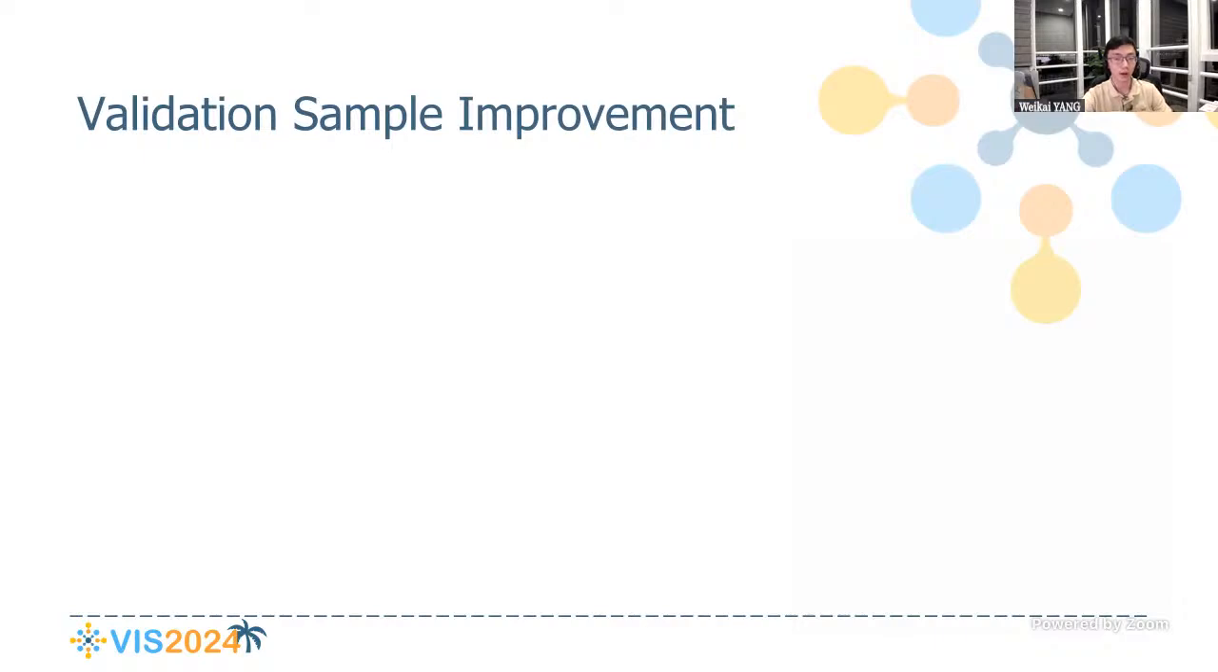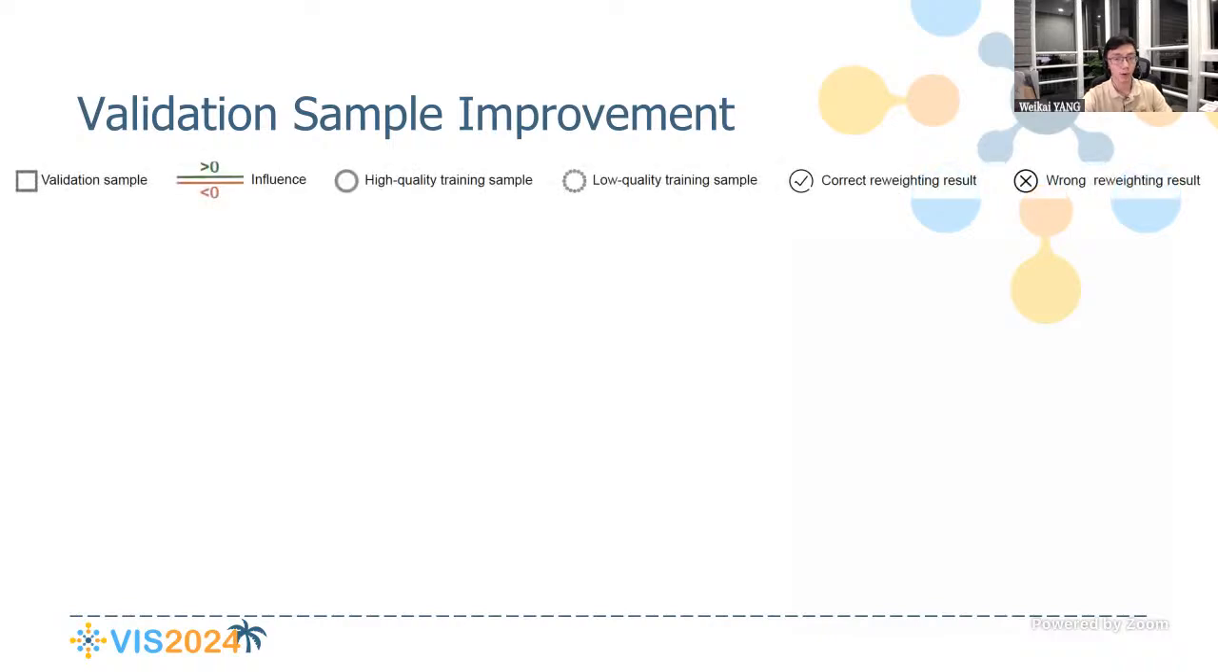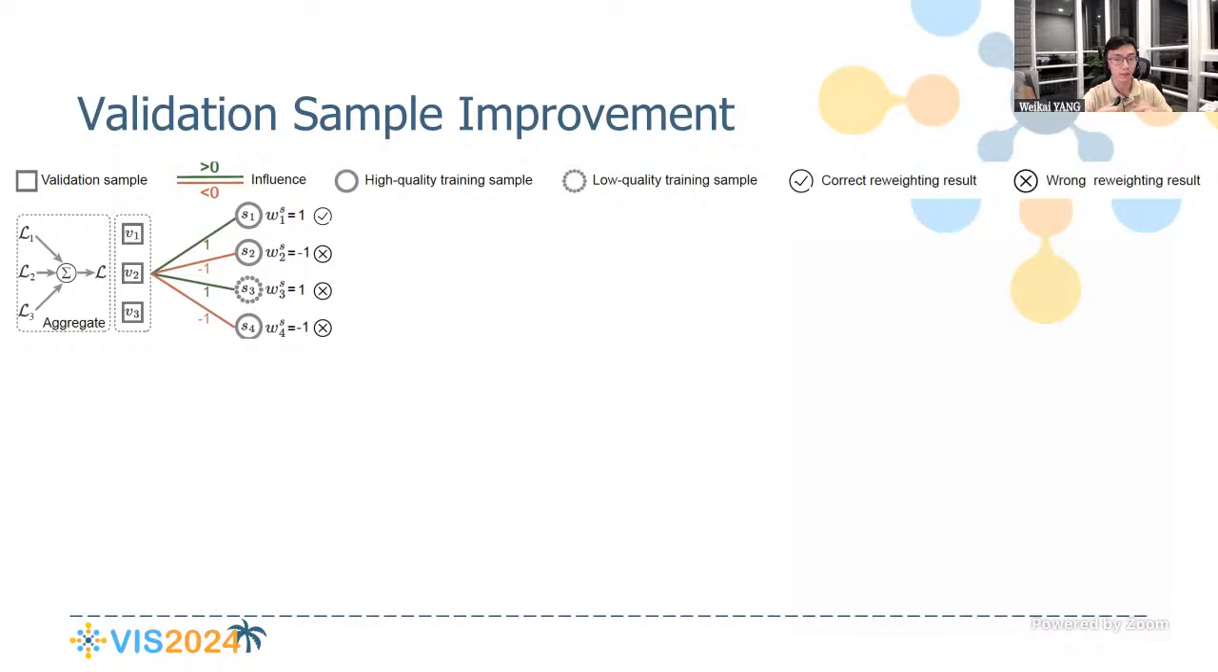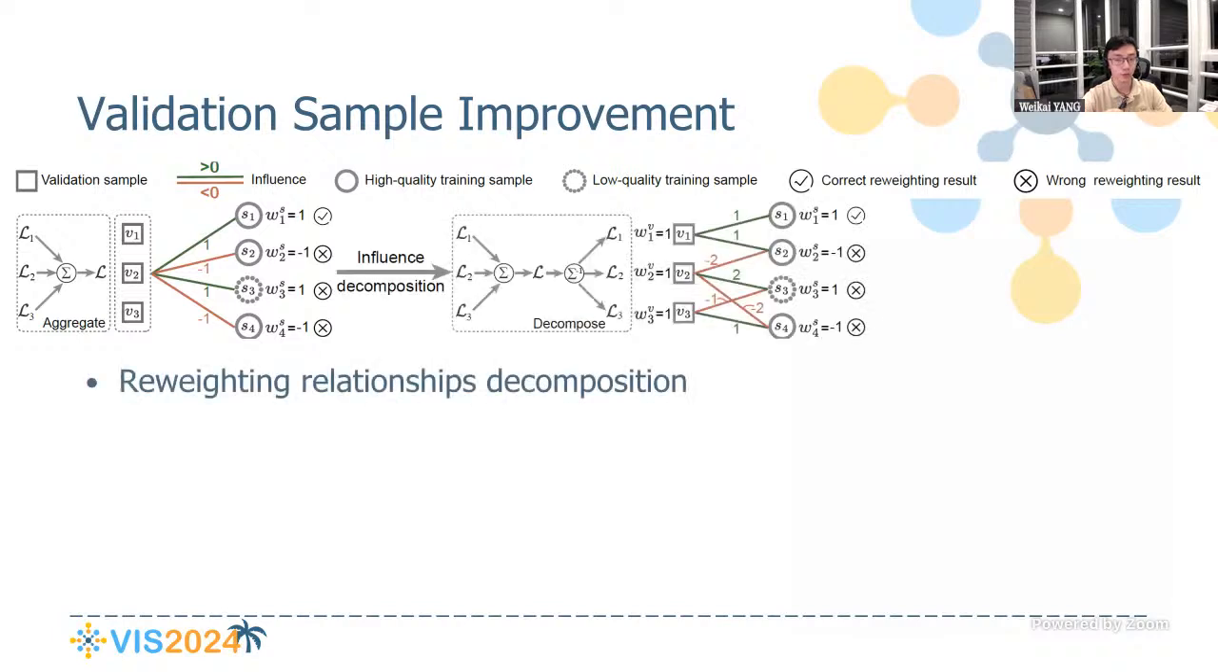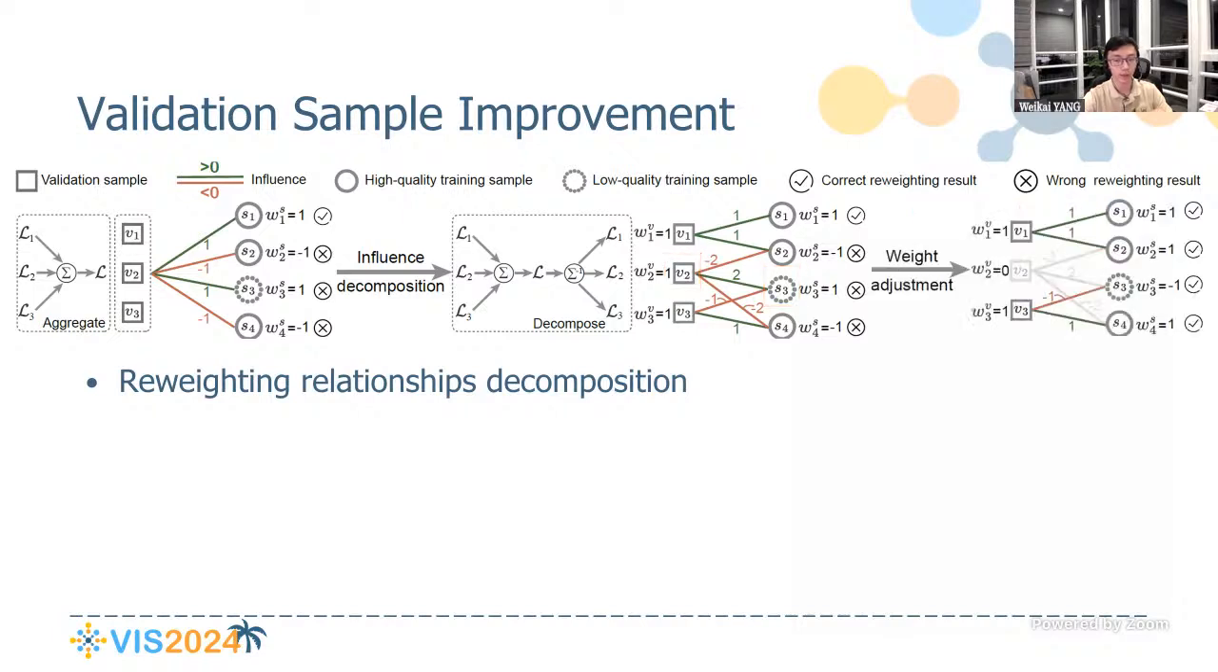So we first introduce our automatic validation sample improvement method. Previous reweighting methods treat the validation samples as a whole, which makes it hard to identify those low-quality validation samples. Therefore, we first decompose the reweighting relationships to calculate the influence of each individual validation sample. By doing so, we can find that the validation sample V2 here assigns negative weights to high-quality training samples S2 and S4, while assigning positive weights to low-quality training sample S3. So this is a very bad validation sample. And after identifying this, we can reduce the weight of V2 and obtain a better reweighting result.